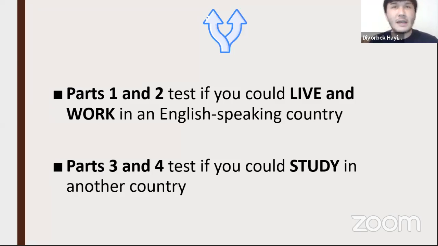So this is what IELTS did: IELTS divided the listening test broadly into half. The first 2 parts check if you could live and work in an English-speaking country. The remaining 2 parts check if you can study in another country. So part 1 and part 2 are based on a social context, whereas part 3 and 4 are based on an academic context. This is a really important distinction that is shown by IELTS clearly.